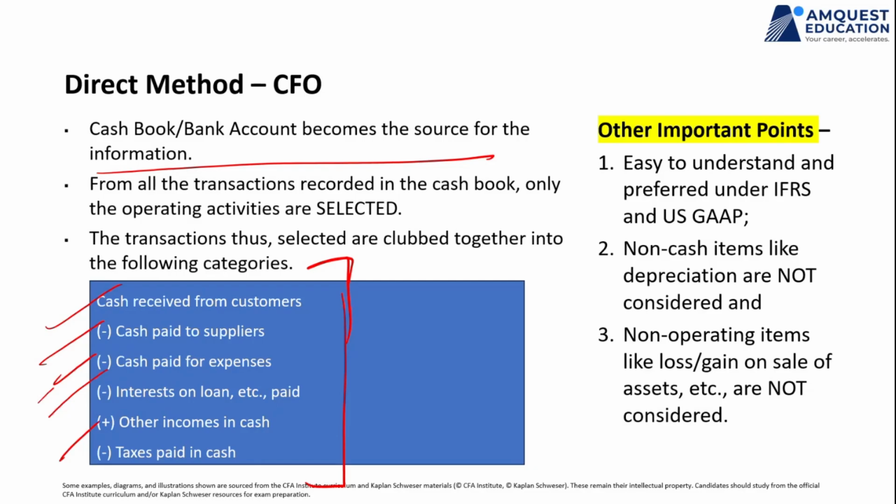And non-operating items like sale of assets, etc., are not considered again because they are not operating related activity, right? They will be reclassified in other cash flows.